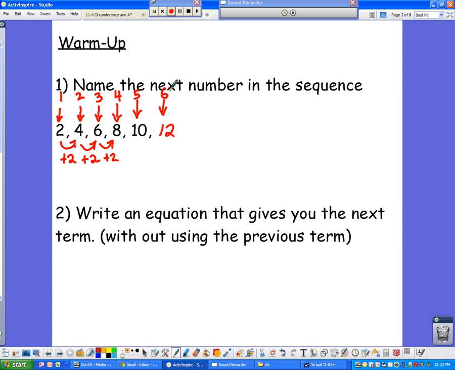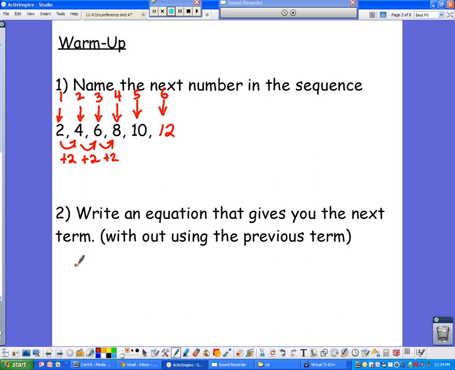Whenever you're writing a rule, and we're going to talk a little bit more about this later on, you want to make sure that you look at these. So basically, how do I go from 1 to 2? Well, I'm taking that times 2. How do I go from 2 to 4? Well, I'm taking that times 2. How do I go from 3 to 6? I'm taking that times 2.